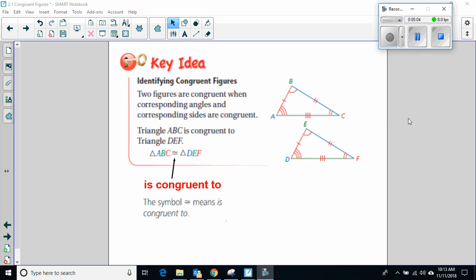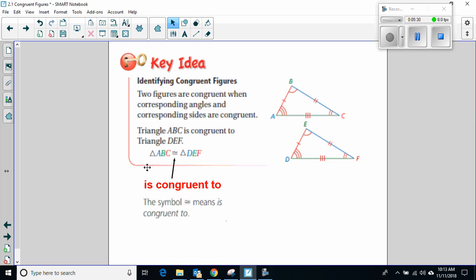Okay, another key idea to record in your spiral is on identifying congruent figures. Two figures are congruent when corresponding angles and corresponding sides are congruent. So as you can see here, triangle ABC, which is the top triangle here, is congruent to triangle DEF. And this is how you would write that.